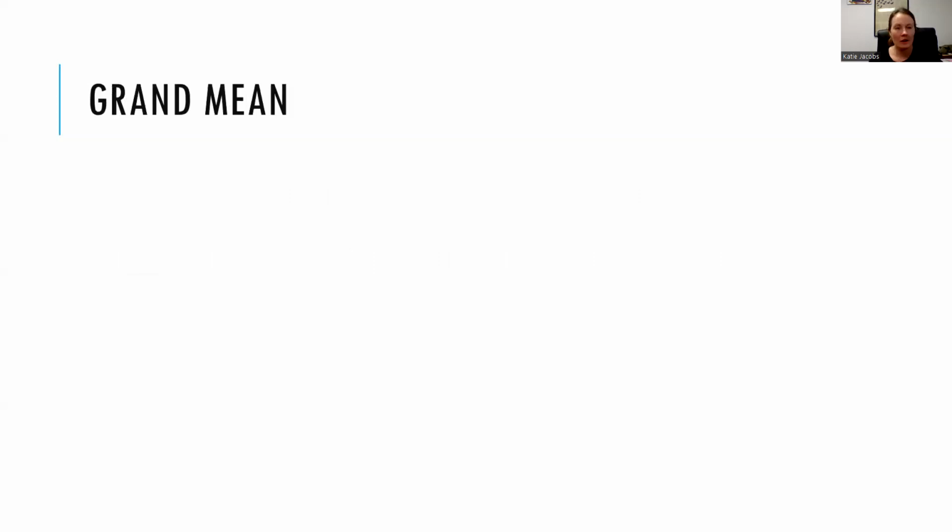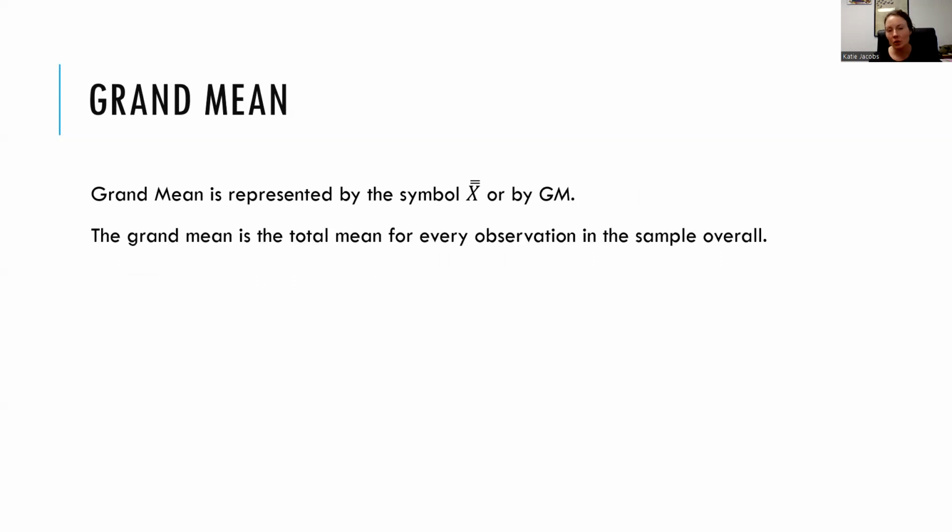So when we're doing an ANOVA, we're going to learn a new concept that's called the grand mean. The grand mean is represented by the symbol X with two bars over the top, or sometimes people represent this by a capital G, capital M. So the grand mean is the total mean for every observation in the sample overall. Okay, so when we're calculating an ANOVA, we'll actually find the mean for each of our individual groups, but then we need to also find the grand mean, which has every individual data point for all of the groups combined into one.